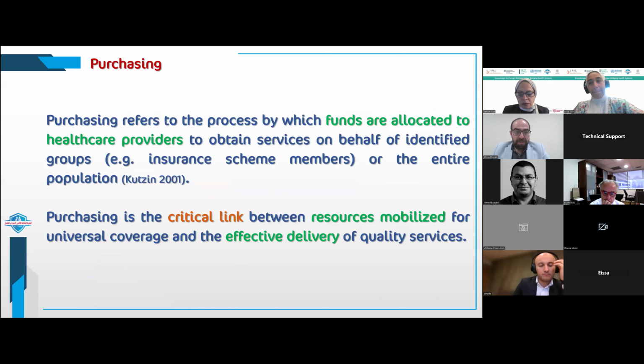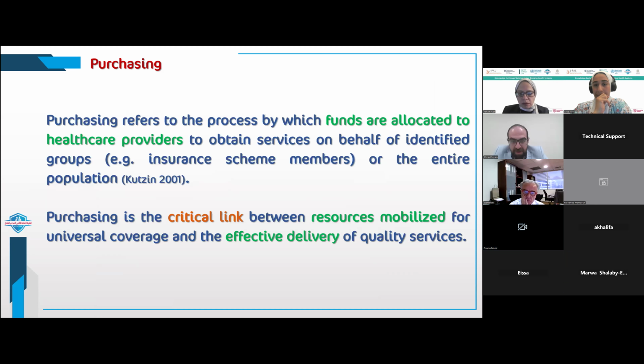As for strategic purchasing, purchasing usually refers to the process by which funds are allocated from the payer or the financing agent to healthcare providers in order to obtain services for the identified population groups, the beneficiaries of, in our case, the Universal Health Insurance Scheme. Therefore, purchasing is always viewed as the critical link between the resources that are mobilized for universal health coverage and the effective delivery of quality healthcare services. And strategic purchasing is one of the most important tools that we use to regulate effective service delivery and quality healthcare.